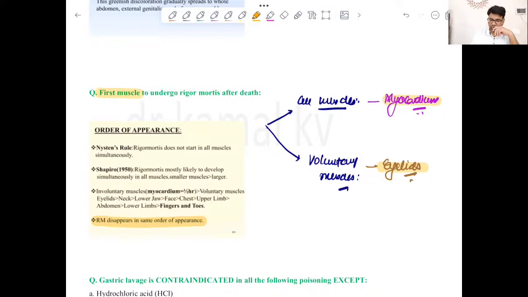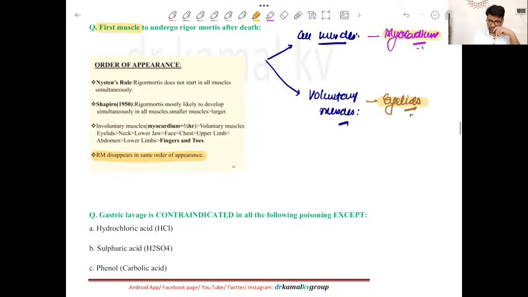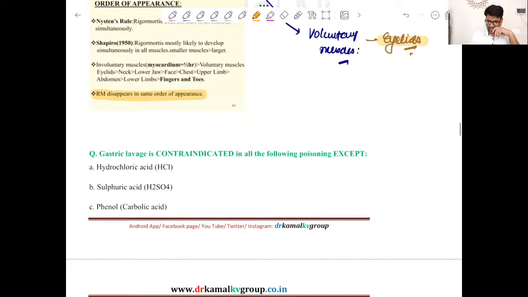Sangmitra, yes, you are absolutely right. If there is no specification about muscles, then the answer has to be myocardium. Okay, so just remember it like that.